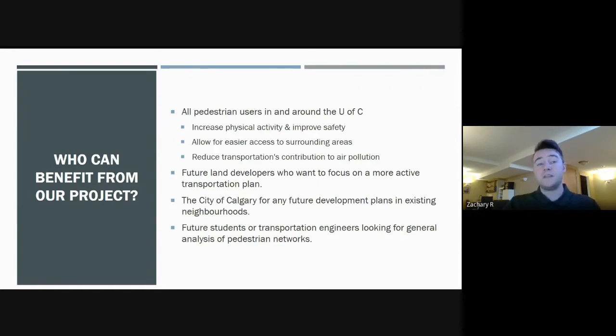Second, future land developers who want to focus on a more active transportation plan can use our design principles to help deal with surrounding infrastructure and decide how best to develop the land. Additionally, the City of Calgary can use this for any future development plans in existing neighborhoods, as we did for neighborhoods such as Varsity and Brentwood Station. And finally, future students or transportation engineers looking for general analysis of pedestrian networks would also find use of our information within this project.